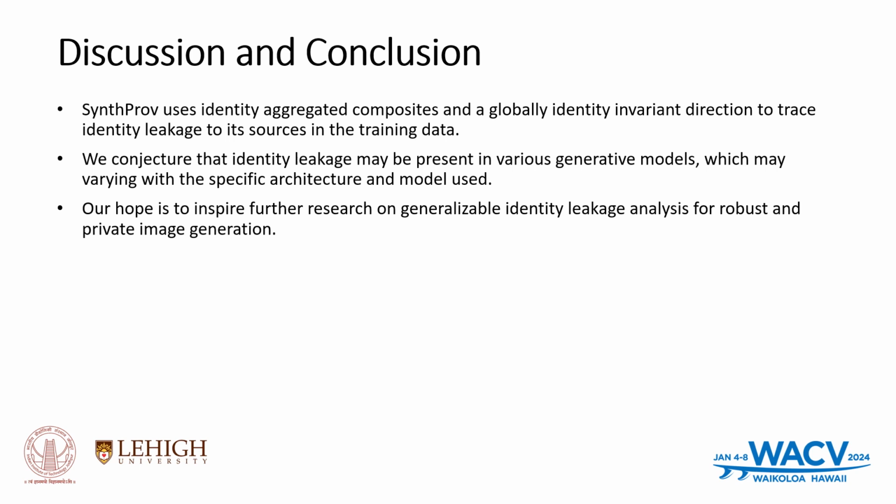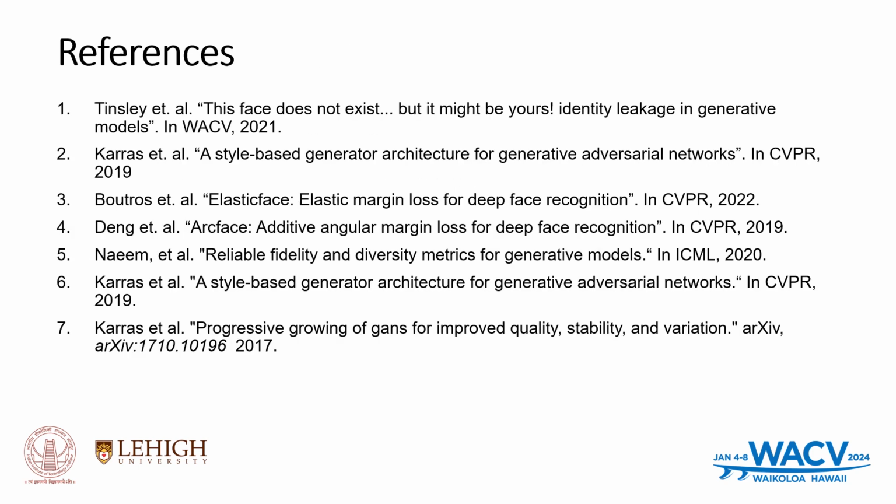Overall, we see how SynthProv takes advantage of relationships of synthetic images with their latent representations and discovers how identity leakage is encoded in these representations with the help of image composites. Our framework successfully traces leaking identity signals back to their sources in the training data. We hypothesize that identity leakage may be present in more generative models and may vary according to the specific type of architecture or model being used. With this work and conjecture, we hope to inspire further research on making image generation more private and towards generalizable analyses on identity leakage. Thank you.